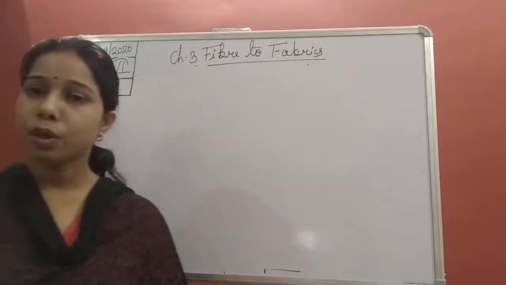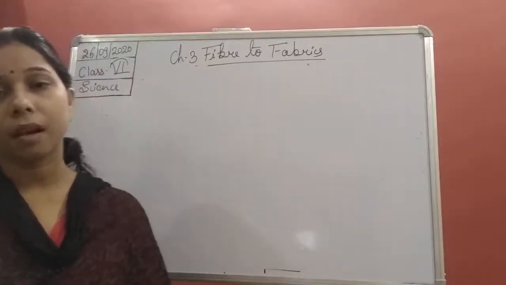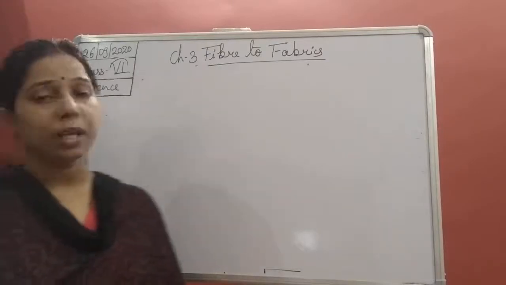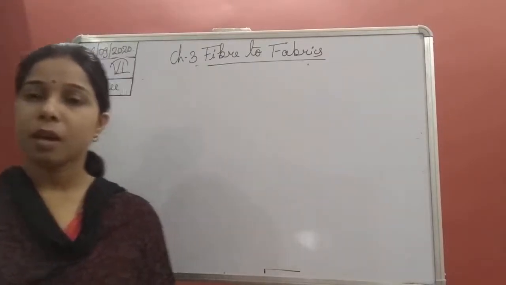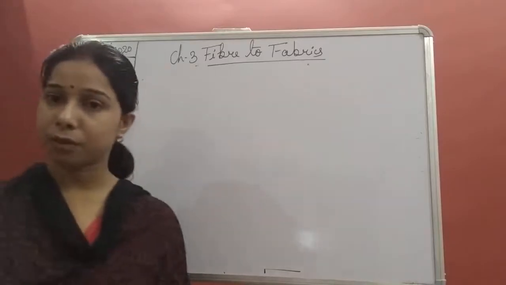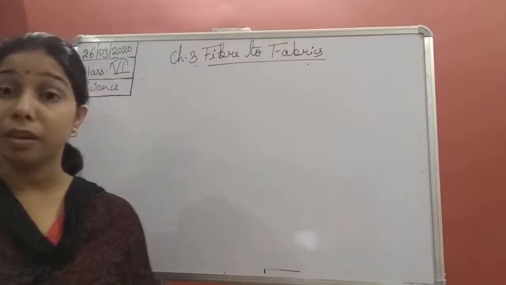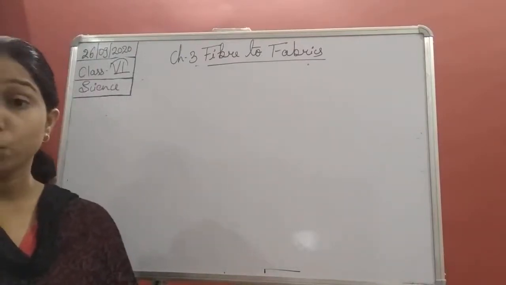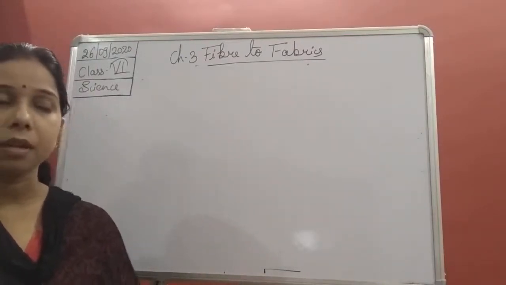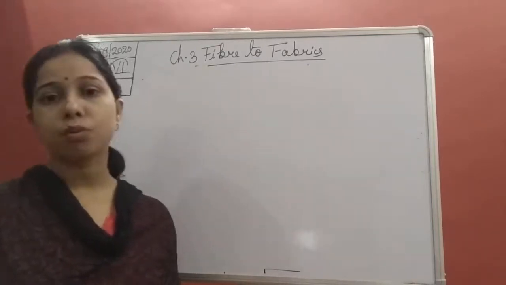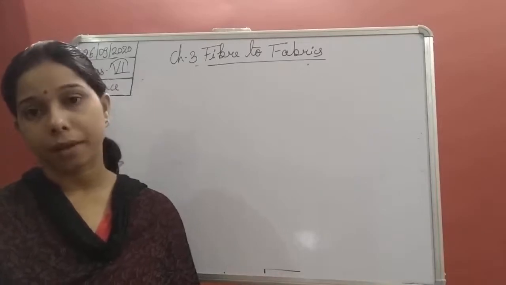Hello students. In the previous class on fiber to fabric, we studied the different fibers, including cotton. We discussed wool and jute, the fibers that we obtain from plants, as well as flax and coir.